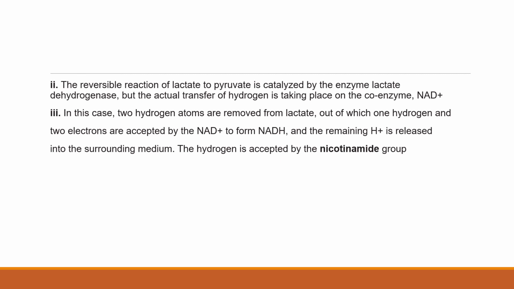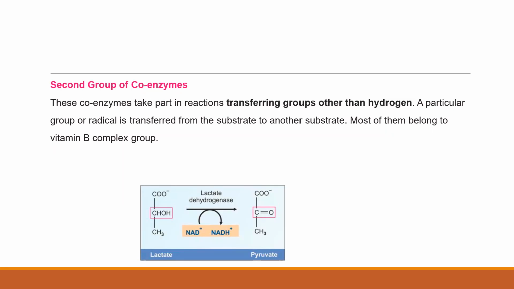Two hydrogen atoms are removed from lactate. One hydrogen and 2 electrons are accepted by the coenzyme. The hydrogen is accepted by the nicotinamide group. As we said, there are two ways by which an enzymatic reaction can happen. One is the transfer of hydrogen, and the other is the transfer of other groups, other than hydrogen. So other functional groups may be transferred also. Still, the coenzymes needed here belong to the vitamin B complex group.